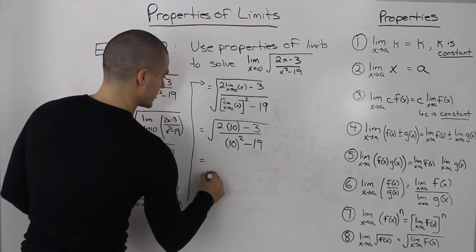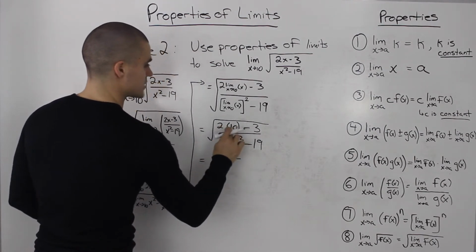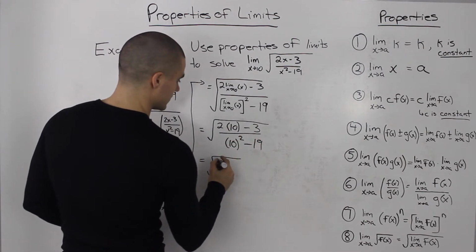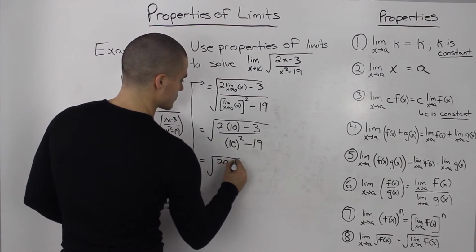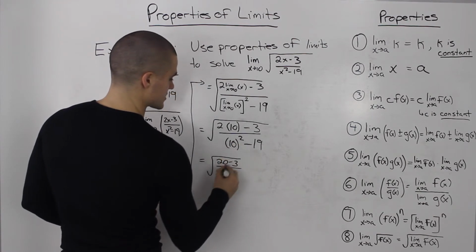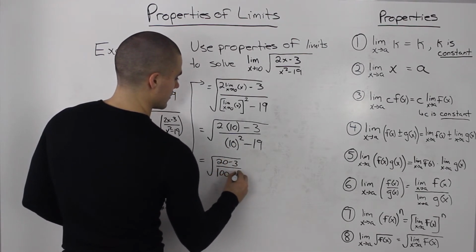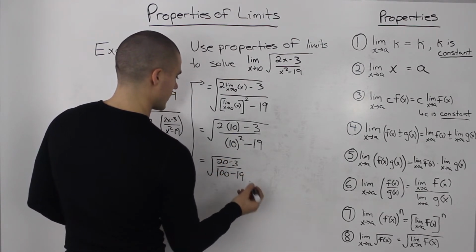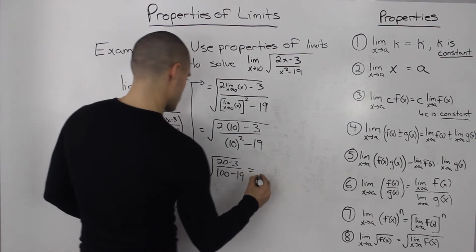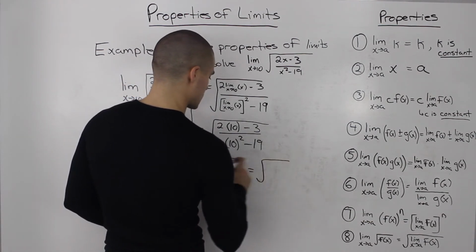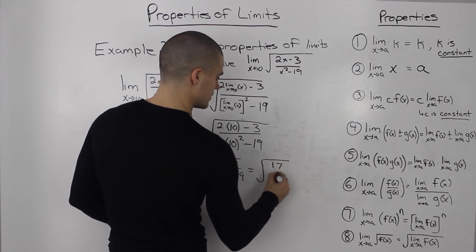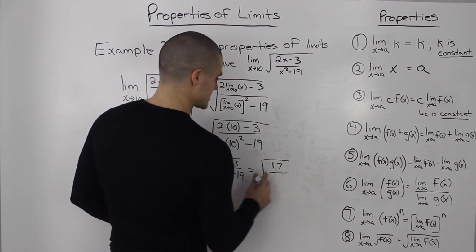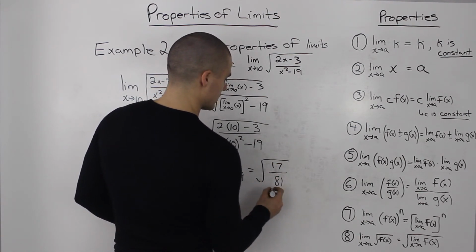So what do we get here? We get the square root of 2 times 10 is 20 minus 3. 10 squared is 100 minus 19. And what do we get here? We get 20 minus 3 is 17 over 100 minus 19 is 81.